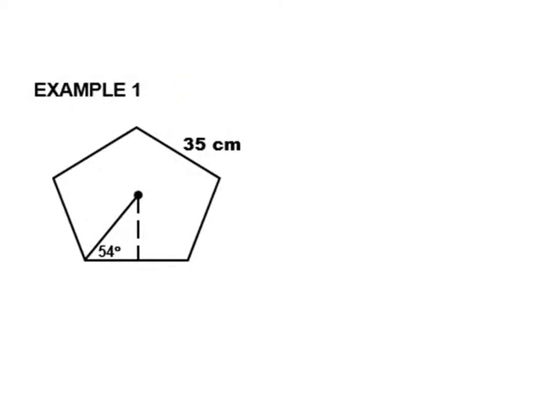Example 1, it says that you have a pentagon. I went ahead and gave you the angle so it didn't make you figure out the angle. But you have a side length of 35. Okay, so from our characteristics of polygons, we know that the radius cuts the angle in half, and we know that the apothem divides the side in half. So if the apothem divides this side in half, this side right here is half of 35, which is 17.5. So now we have a triangle. I'm going to draw it out. You have 54 degrees right here, your right angle's right here, and this is 17.5.